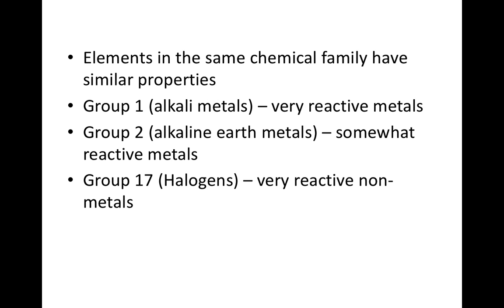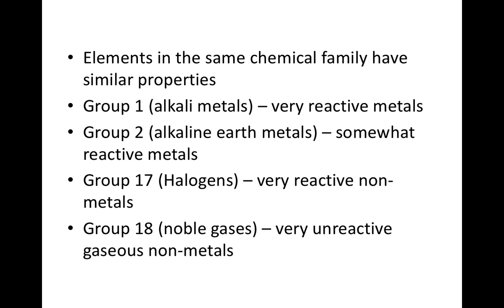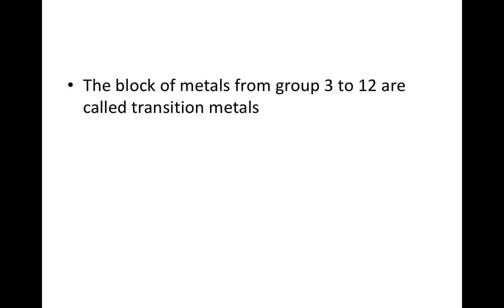And group 17 are the halogens, which are very reactive nonmetals. Group 18 on the very right side of the periodic table is the noble gases, which are completely unreactive. They do not react, and we'll talk more about why that is later. The block of metals from group 3 to 12 are called transition metals.